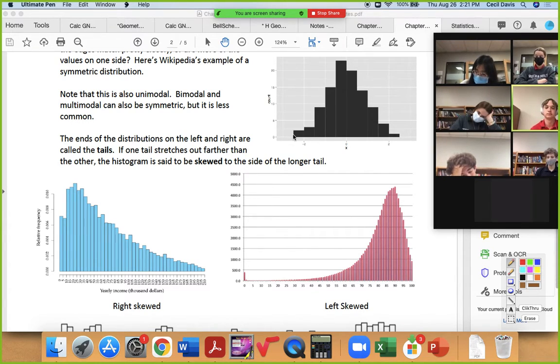Now, this part out here on the far left and on the far right, which is usually shorter than everything else, those are called the tails. So this is the left tail, and this is the right tail.